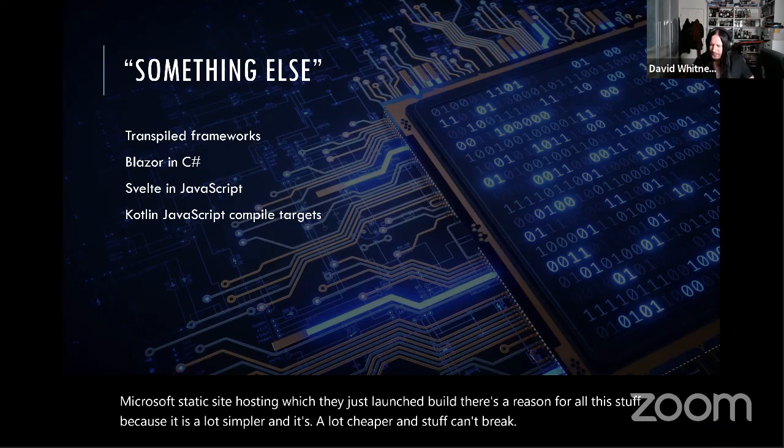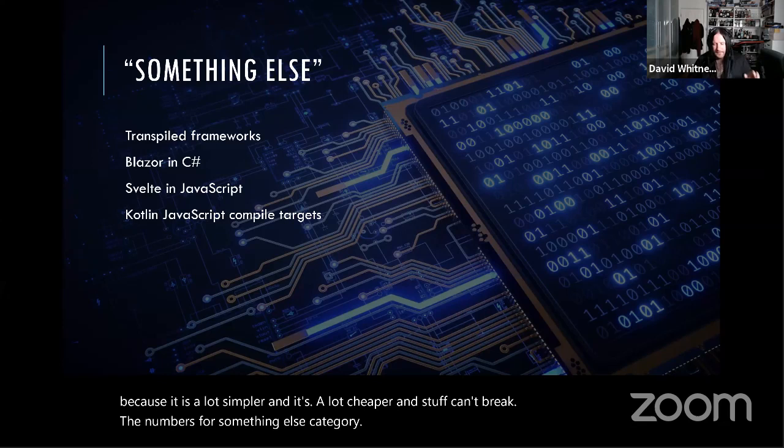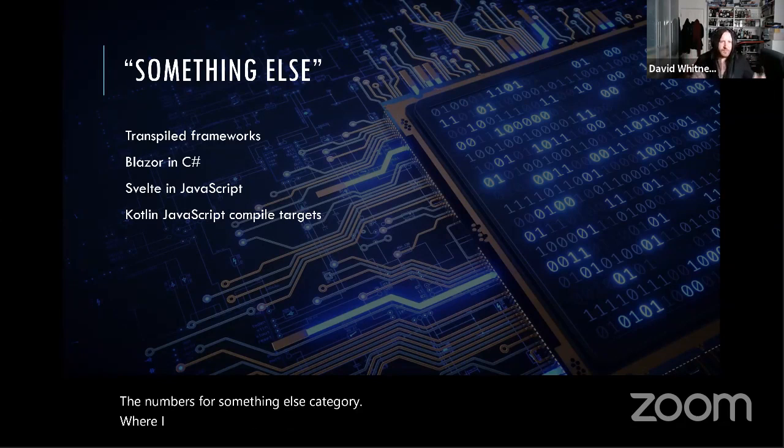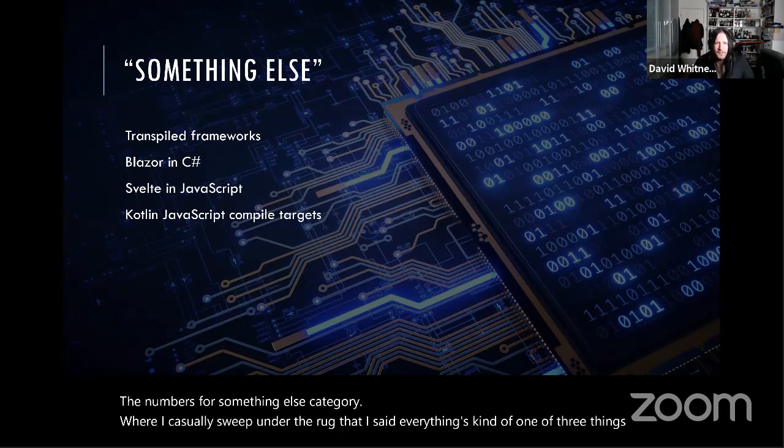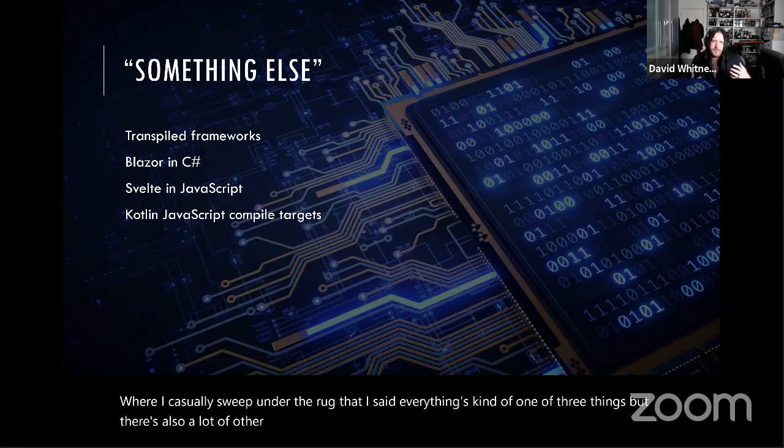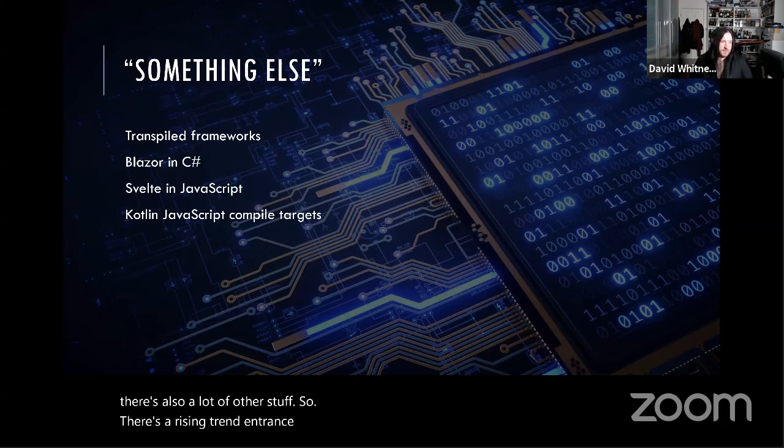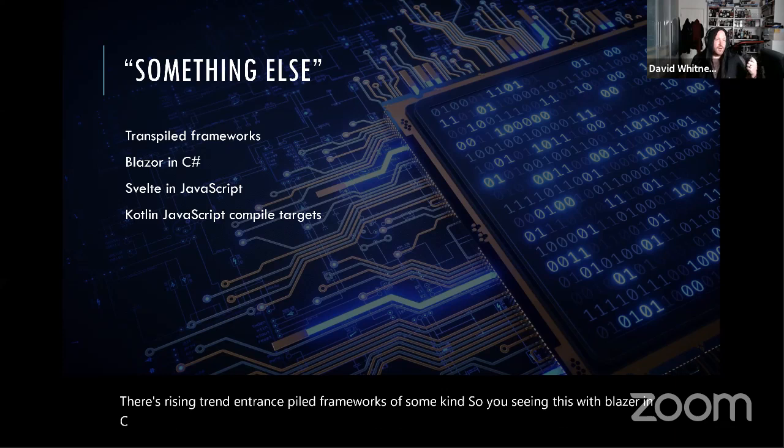And then there's the something else category, where I casually sweep under the rug that I said everything's kind of one of three things, but there's also a load of other stuff. So there's a rising trend in transpiled frameworks of certain kinds. So you're seeing this with Blazor in C# to WebAssembly. You're seeing Kotlin's JavaScript compile targets.